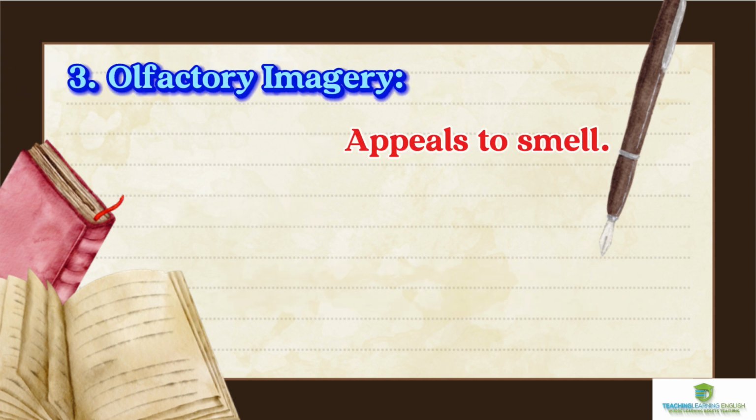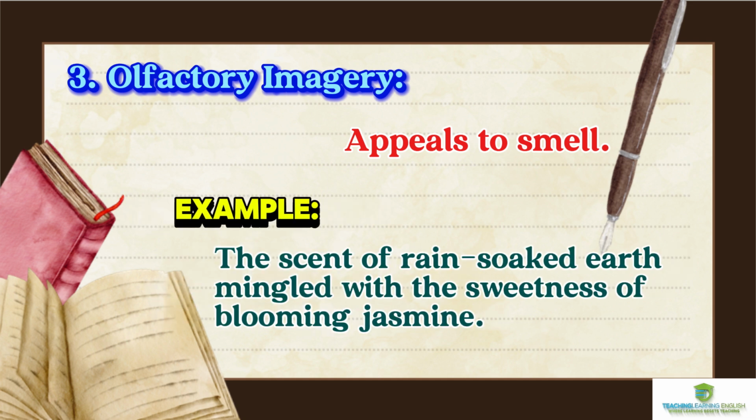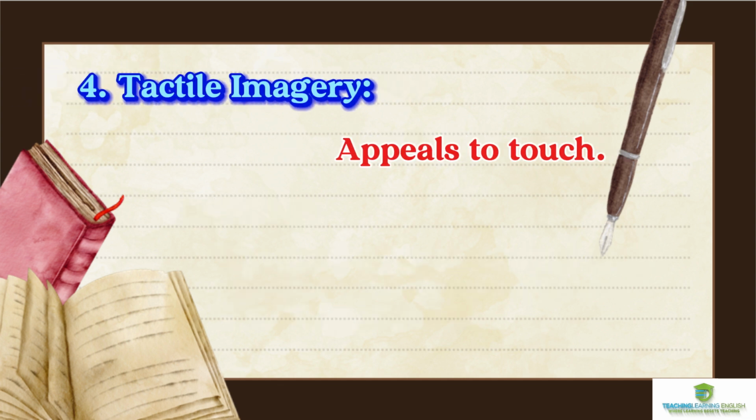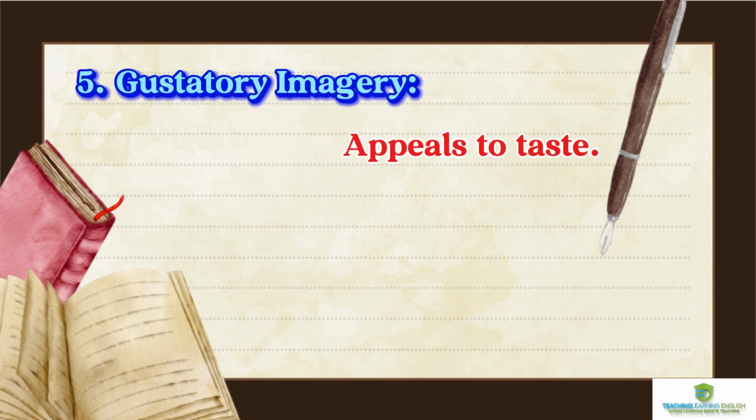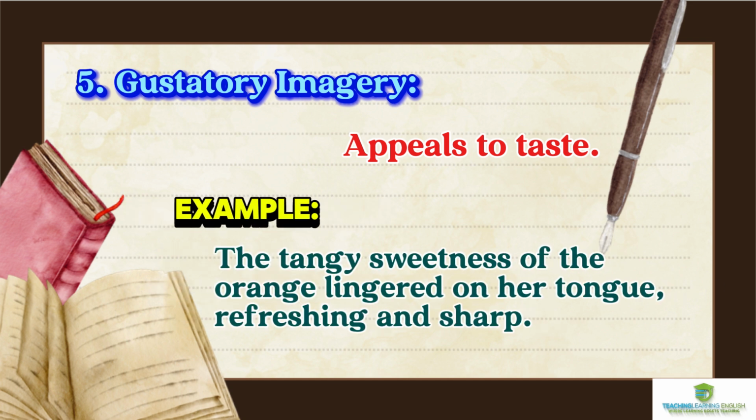Third, olfactory imagery. It appeals to smell. Example, the scent of rain-soaked earth mingled with the sweetness of blooming jasmine. Fourth, tactile imagery. It appeals to touch. Example, the cold, damp stone pressed against her fingertips, sending a shiver up her spine. Fifth, gustatory imagery. It appeals to taste. Example, the tangy sweetness of the orange lingered on her tongue, refreshing and sharp.